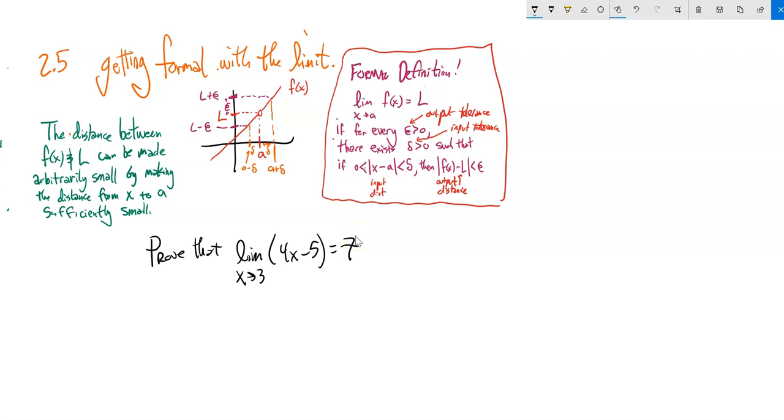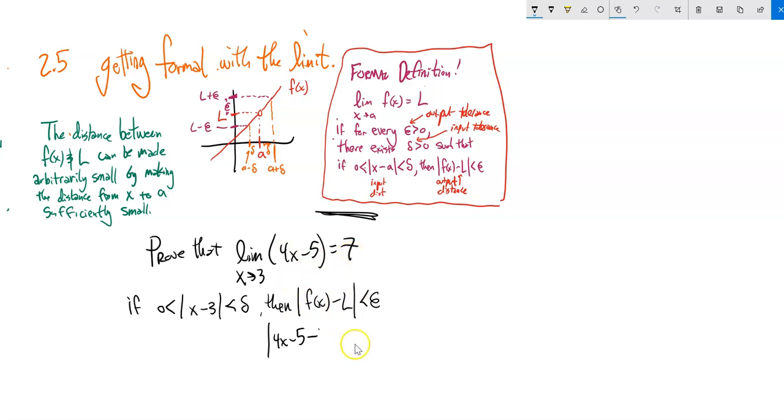So the question then is, from my formal definition, if my input distance is less than delta, then my output distance within that tolerance is less than that tolerance, epsilon. And so what I need to do now, first thing, is I want to show that there's a relationship between epsilon and delta. And we did that kind of with the first one. So I know what the function is. The function is 4x minus 5. So I'm going to put that in here. And the limit is 7. So I'm going to put that in there. Notice I can actually put those values in there.